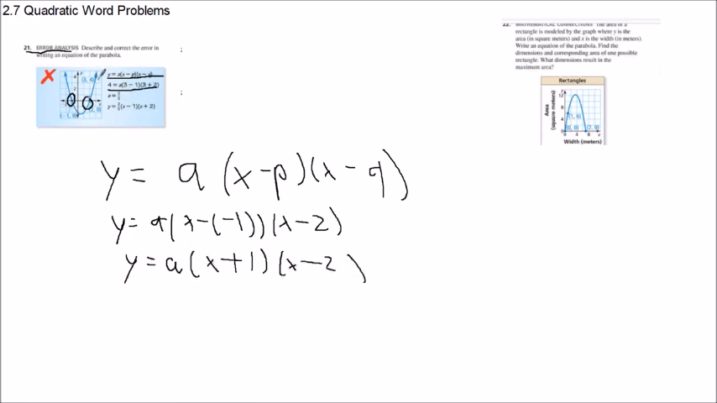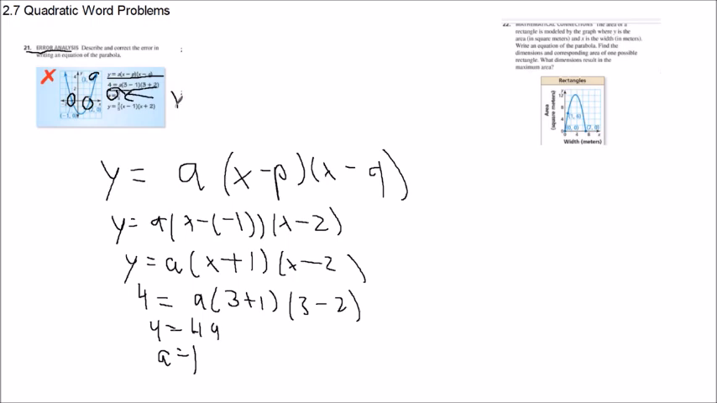So we have this other point, which is 3 comma 4, so we can plug that in. 4 equals a times 3 plus 1, 3 minus 2. 3 plus 1 is 4, 3 minus 2 is 1, so 4 equals 4a, and then a equals 1. So a actually equals 1 in this equation and not 2/5.